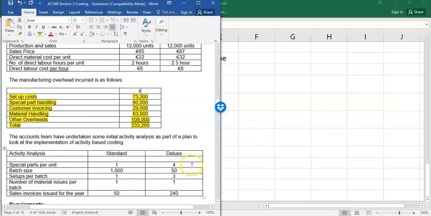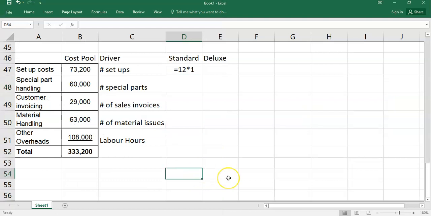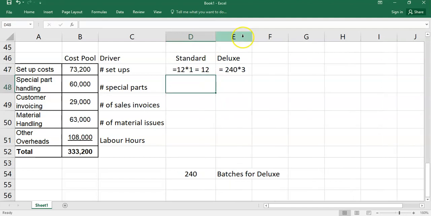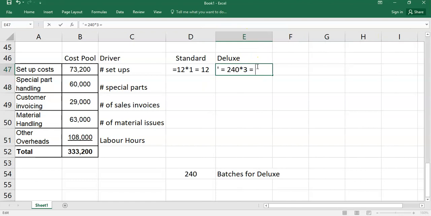So the number of batches is going to be 12,000 divided by 50. So I'll just do this down here. 12,000 divided by 50. You have 240 batches for deluxe. Because the batches are so small, you have to do so many of them. And of course the problem is there's a number of setups, machines, etc. in each one. So it's actually going to be 240 times 3 here. So that is equal to 12 for standard, whereas for the deluxe, the number of setups is actually going to be 720. So the total of this cost driver is 732.